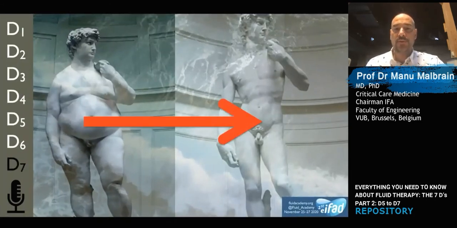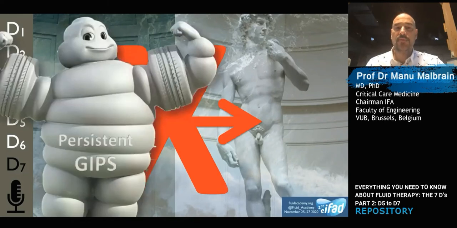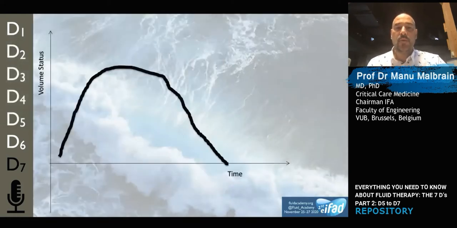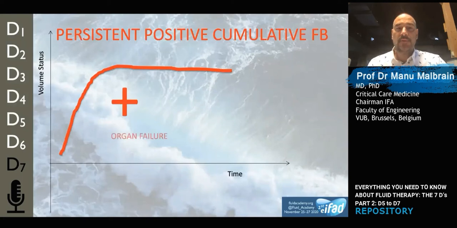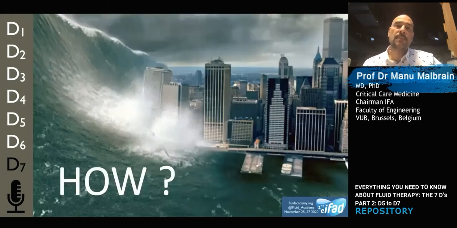When the patient is not transitioning spontaneously from the ebb to the flow phase of shock and stays in a persistent state of global increased permeability syndrome, which is a positive cumulative fluid balance that persists plus new onset organ failure and dysfunction. And this could be fluid overload in the lungs, like a low PF ratio, an increased extravascular lung water and pulmonary vascular permeability index, or an increased intra-abdominal pressure, one of my favorites.